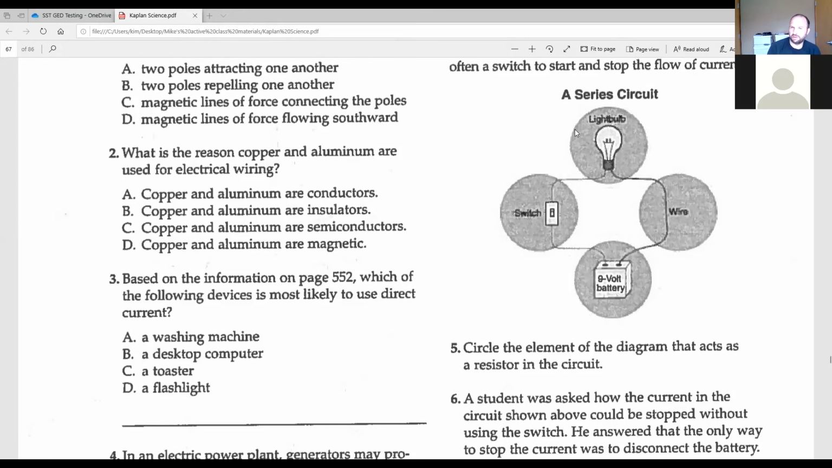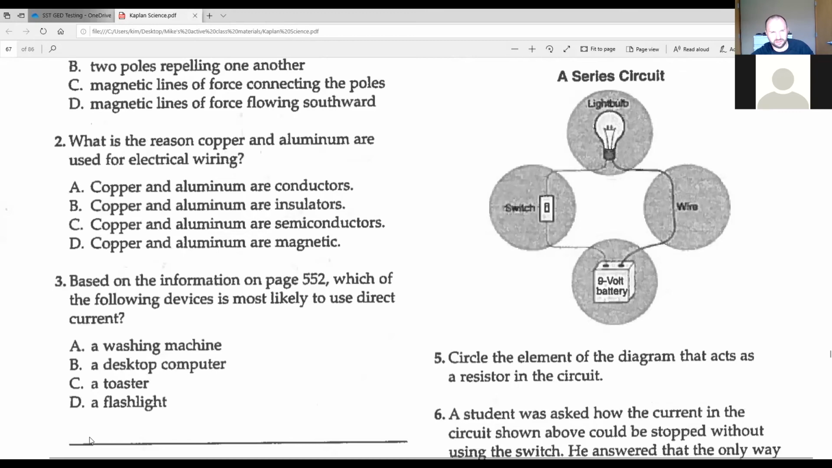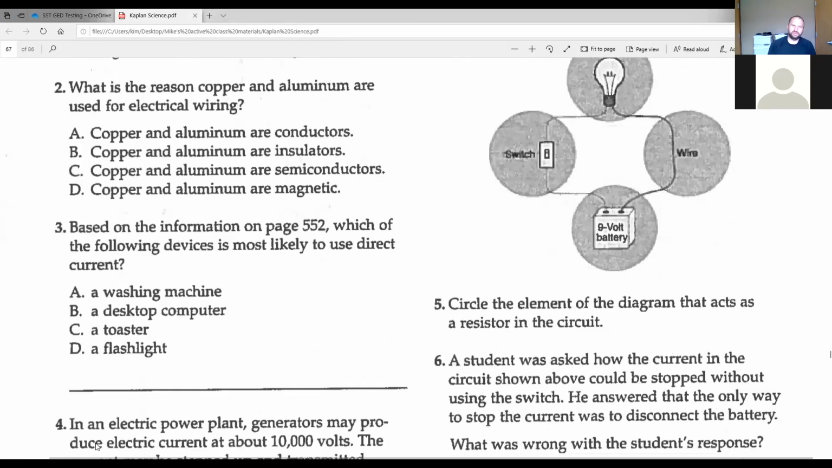So let's look at a little higher level. Number 3's got a little more going on. So it says based on the information, but all the information we've talked about should be plenty for you to answer this question. It says, which of the following devices is most likely to use direct current? So you weren't here when we talked about it. The 2 different types of current are direct and alternating. Okay? So direct current is electricity starting here and just traveling in one direction to an endpoint, whereas alternating current is electricity going back and forth and back and forth.